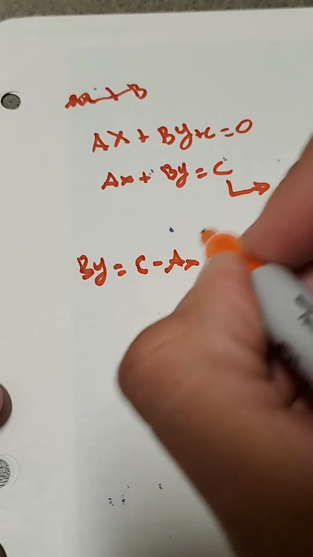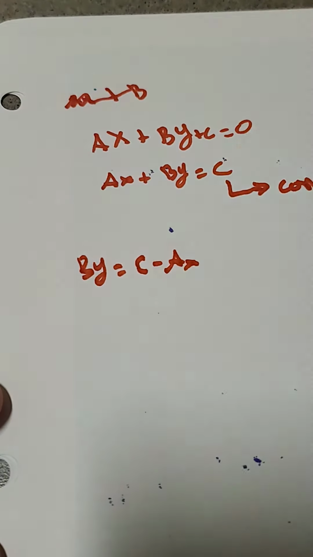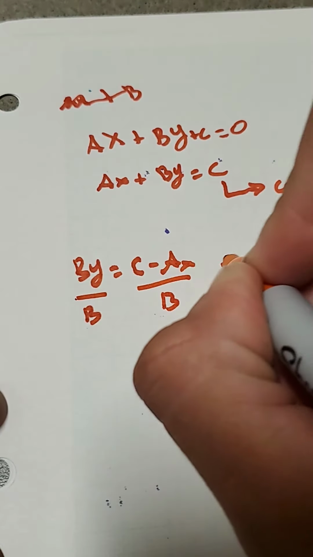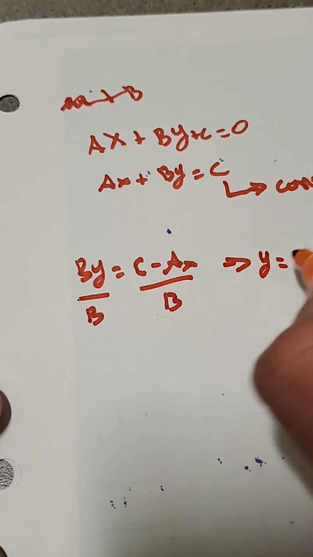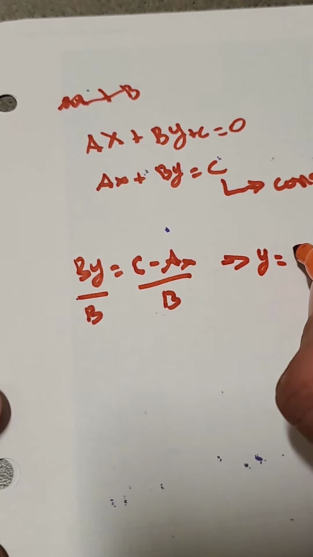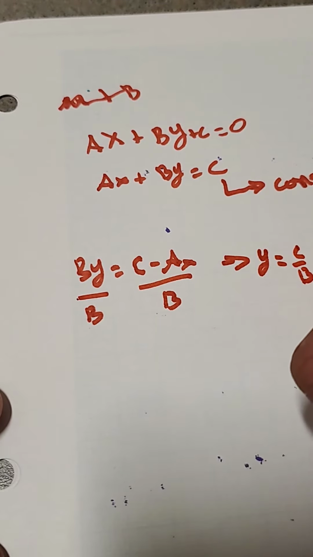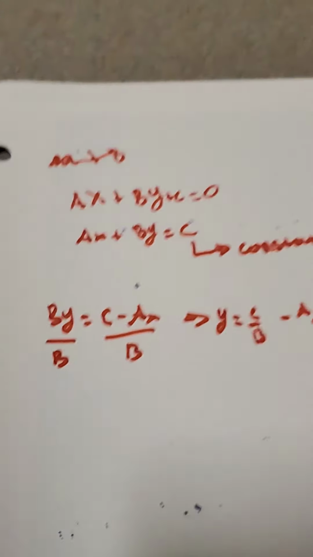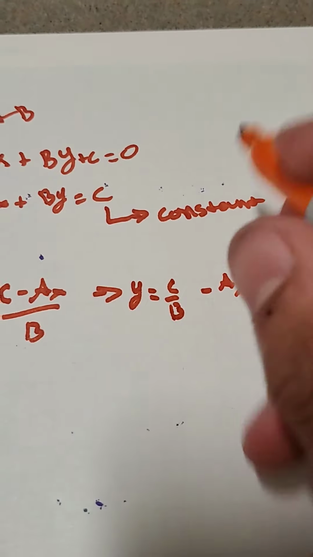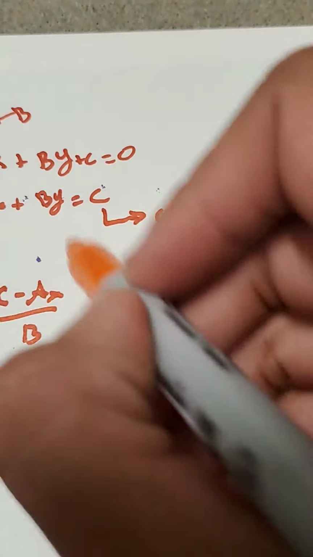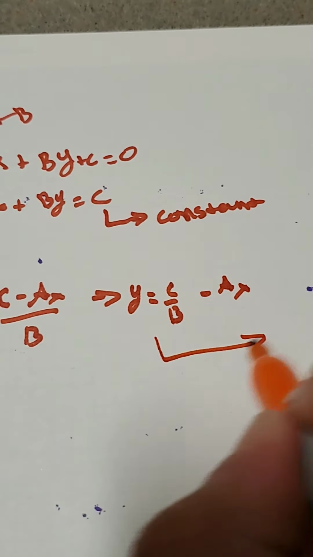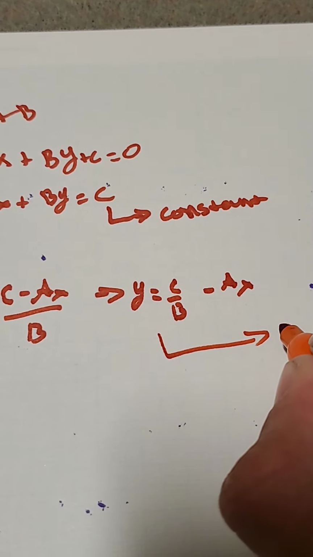And then if we divide by b to isolate y, we have y is equal to c over b minus ax over b. All right, this is similar to the form of y is equal to mx plus b. So those are the steps we take to write the slope-intercept form.